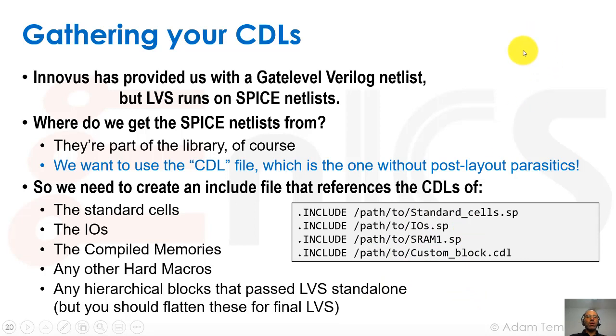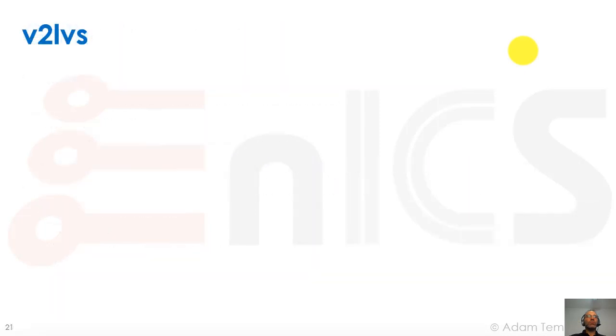We can't do that with these types of custom blocks, but we can do it with soft blocks that we designed with a place and route tool. They actually have just a regular Verilog type of netlist, so we should really flatten everything out and do it flat at the end to make sure we don't have any problems.